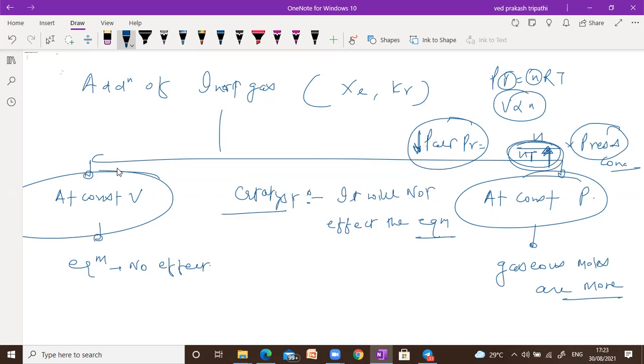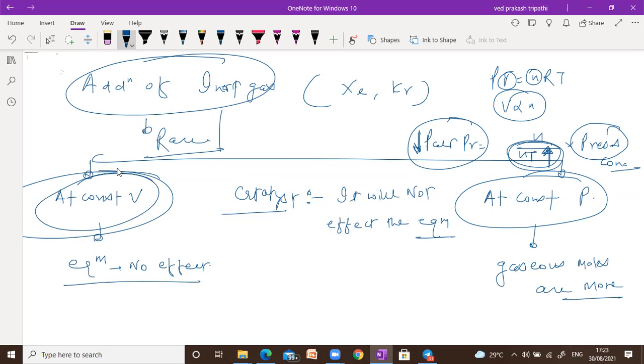You can easily memorize this for addition of inert gas, and it is very rare as well. In GAMSAT, the addition of inert gas effect is not very common. So at constant volume, no effect, but at constant pressure, it will shift in the direction where the gaseous moles are more. So this is all about your chemical equilibrium. Now I can discuss some questions.